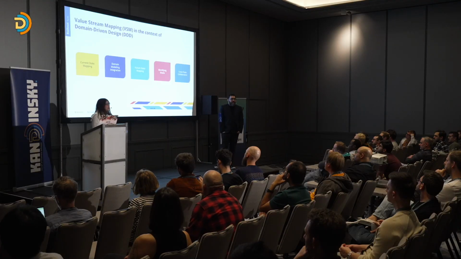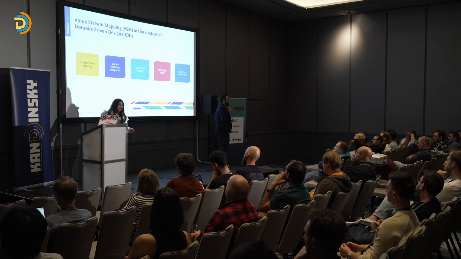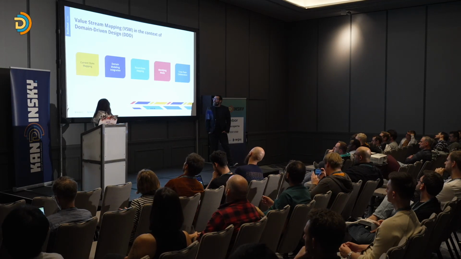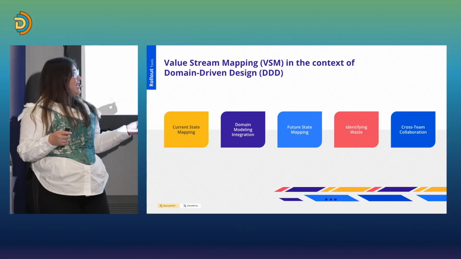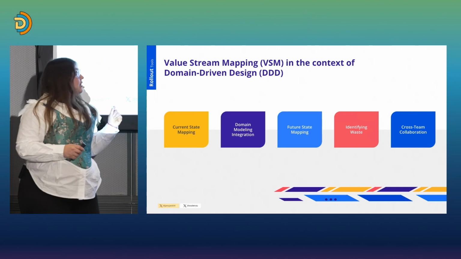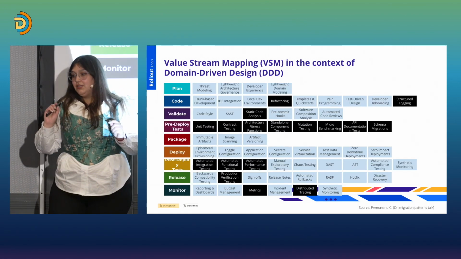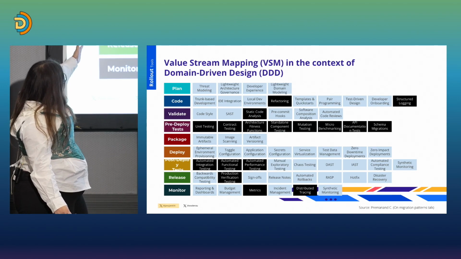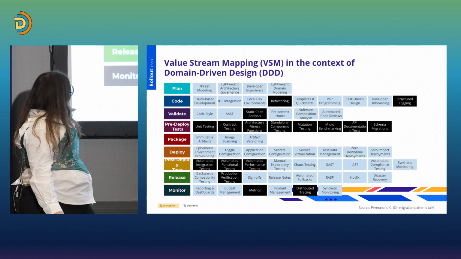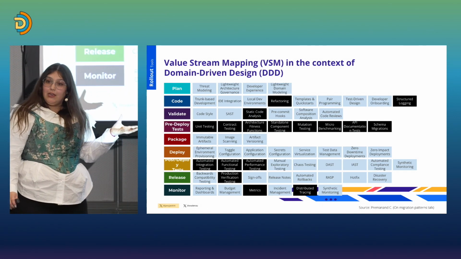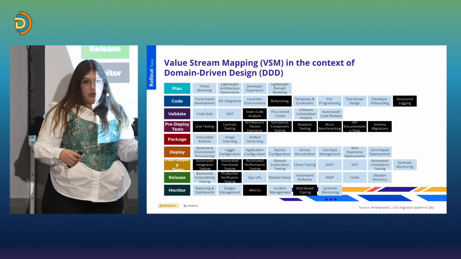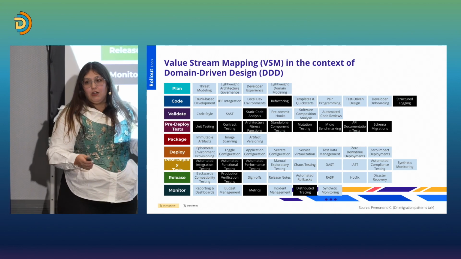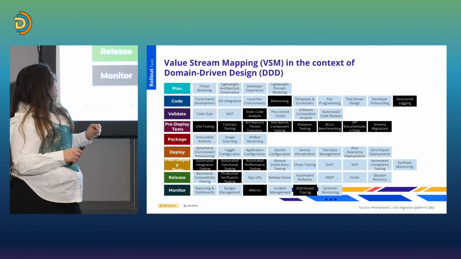One of the tools that works very well for us is value stream mapping, because it helps us to have a current state mapping, but also how the domain model integration looks, what is the future state. We can identify waste and cross-team collaboration. So this is a real example of a value stream mapping, where we have all the verticals, and we listed most of the things that we want to try to improve in the organization. And for example, for code, trunk-based development, no, they really didn't want to prioritize.